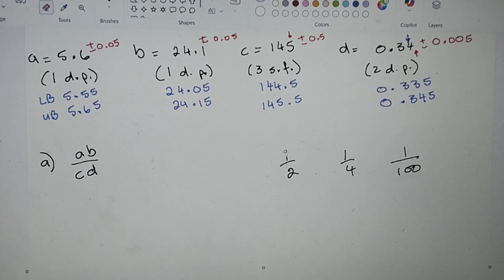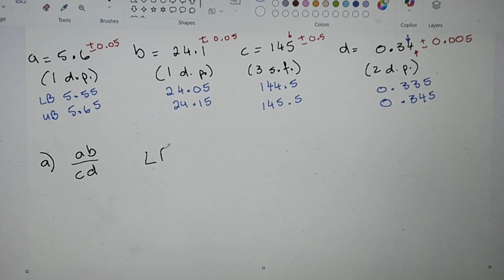You're going to have 100 very hungry people, because a pizza doesn't divide into 100 very nicely. The pieces will be tiny. So what I've got to do for the lower bound is try and get the smallest possible numerator and the biggest possible denominator.